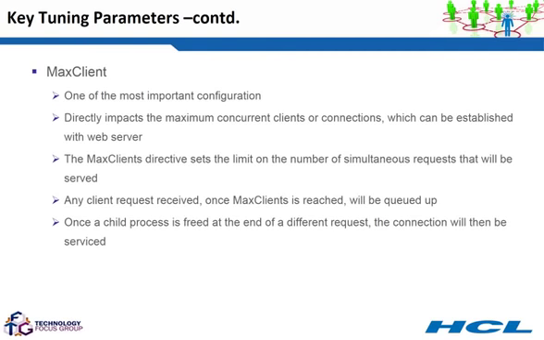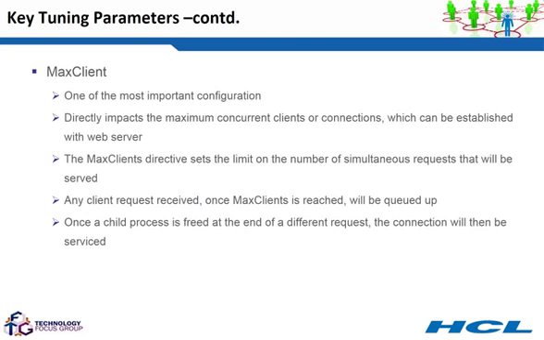So once your client request is received and max client is reached, those will be queued up. So if you have configured max client as 100 and the 101st request comes into the system, it will be queued up. Once one of the 100 requests has been processed, then the 101st will be given a chance to enter into your system.